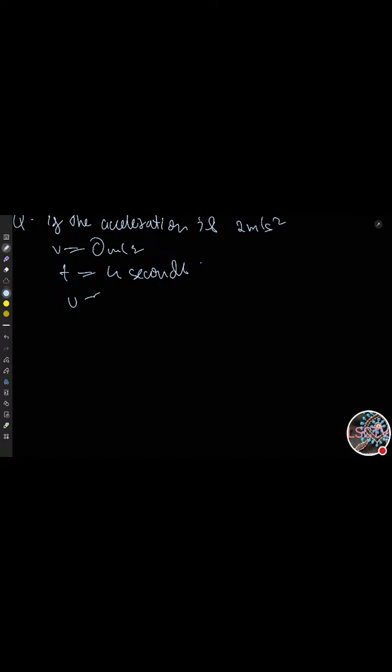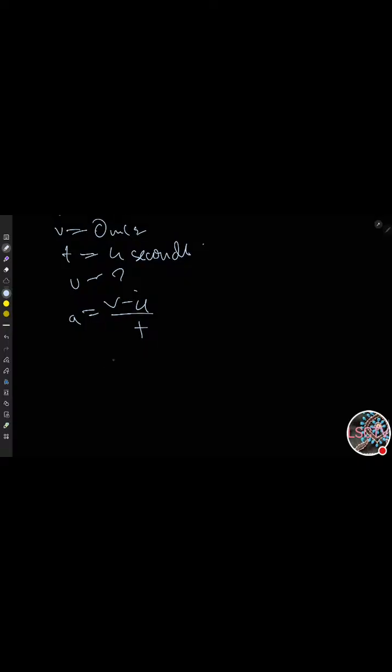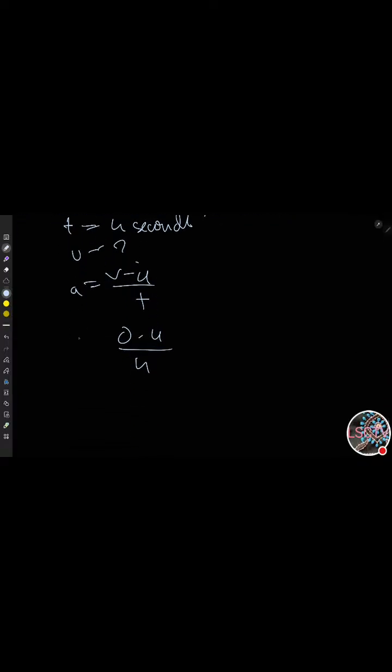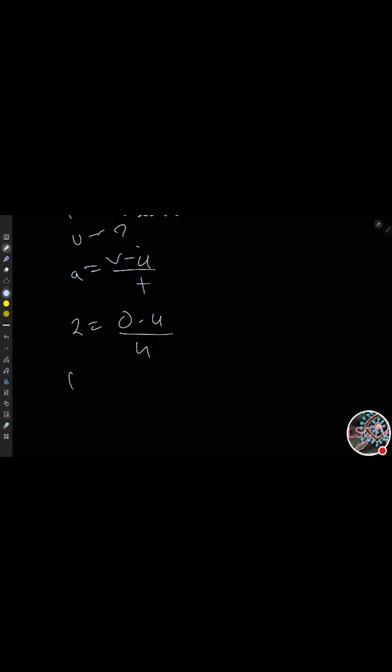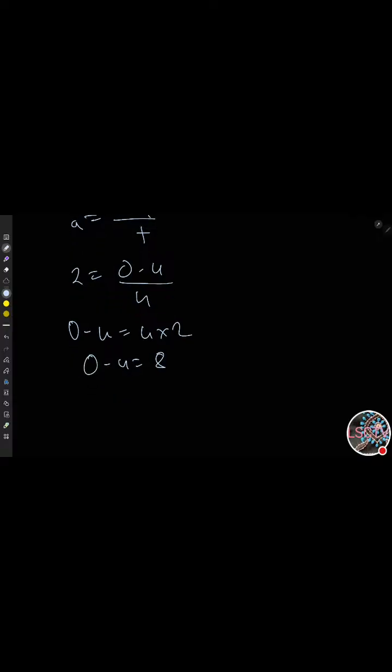Okay. Now, find the initial velocity. The acceleration is v minus u by t. v is 0. 0 minus u by t, where t is 4 and acceleration is 2. 0 minus u is equals to 4 times 2. 0 minus u is equals to 8. Fine.